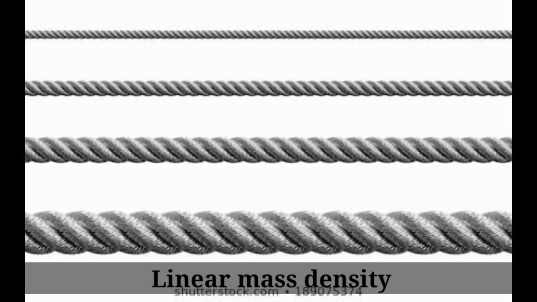Dear students, the third and fourth wires are much thicker as compared to the first and second. I mean, the mass present in a given length is even more. So, the third and fourth wires have much more linear mass density as compared to the first and second. So, finally, the first wire has the least linear mass density and the last wire has the highest linear mass density.